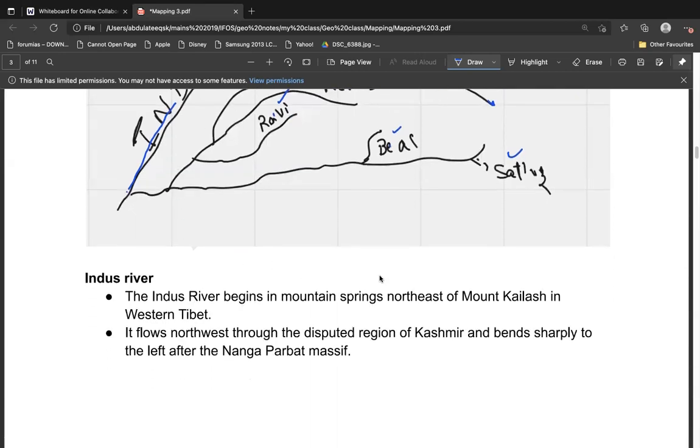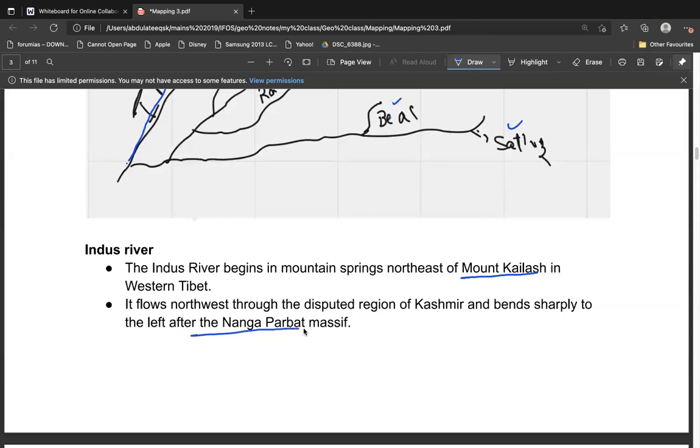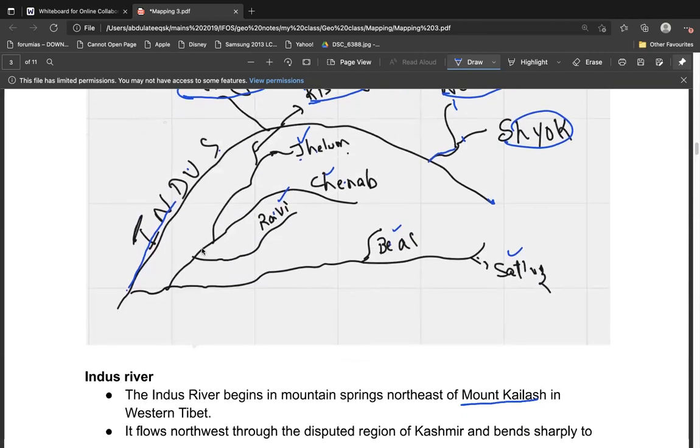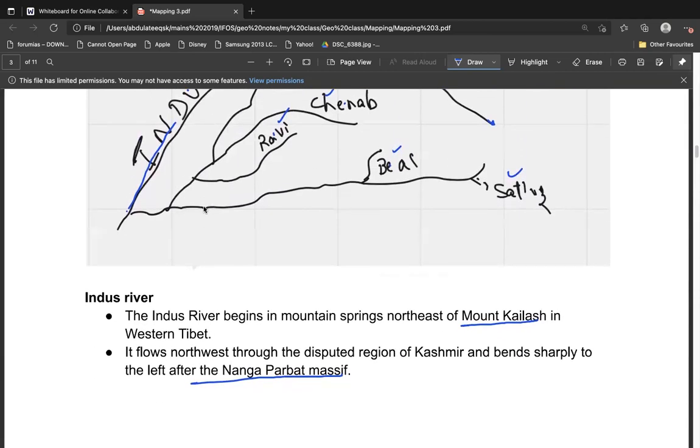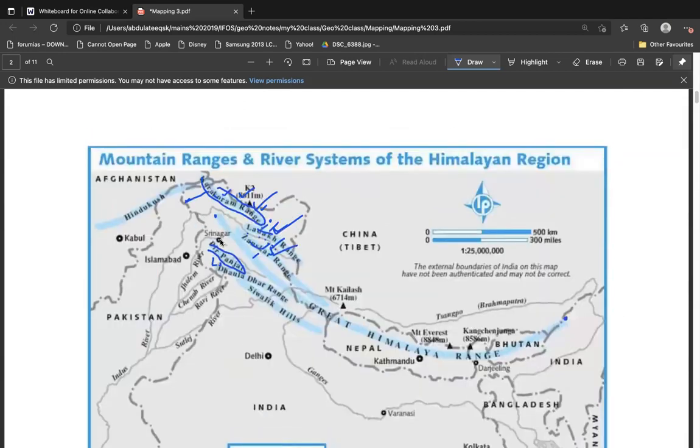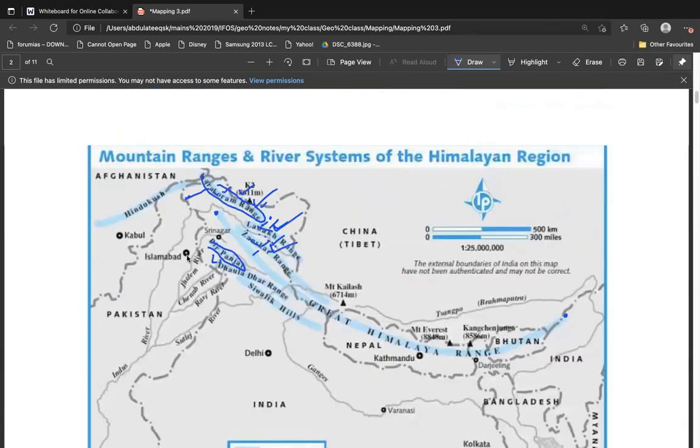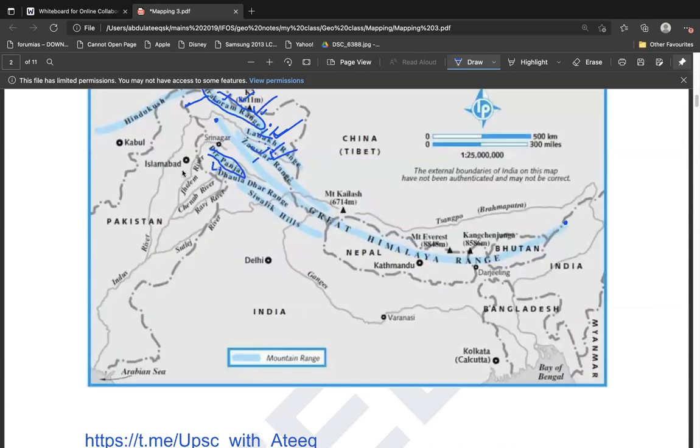Okay. So the Indus originates in Mount Kailash. It takes a sharp turn after the Nanga Parbat. Nanga Parbat is a part of the Greater Himalayas. I have already shown you on the map. See here, this is the Nanga Parbat. Okay, this is the westernmost edge of the Greater Himalayas. Here, the Indus is taking a sharp turn towards the south, and various other tributaries join here.